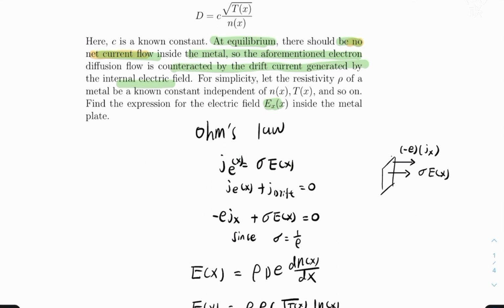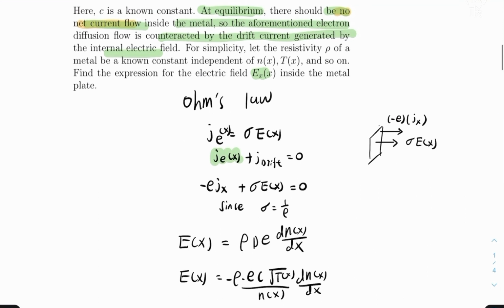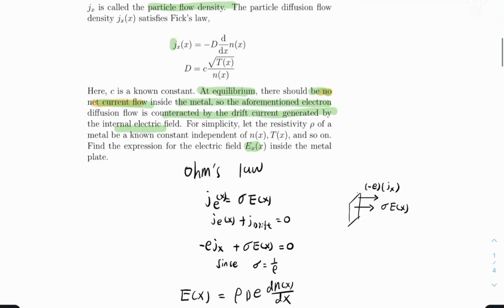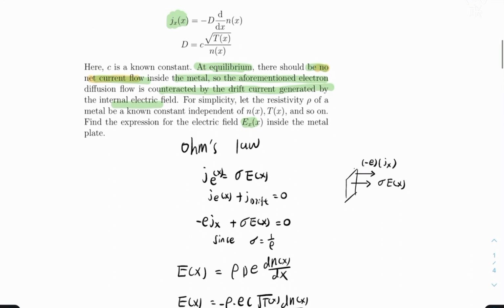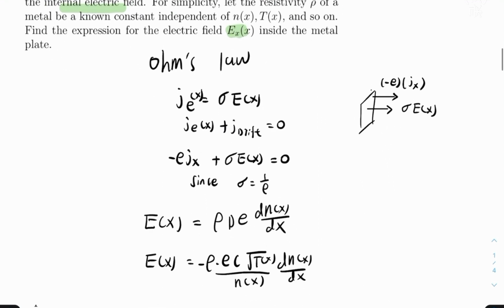And now let's go over to the electron diffusion rate, which is equal to JE. And something to notice here is that this is the particle flow rate. If we want to get it into the same unit as the drift current, we'll need to times this term by negative e, where negative e is basically the charge of the electron, right? So we need these two terms to balance each other out.